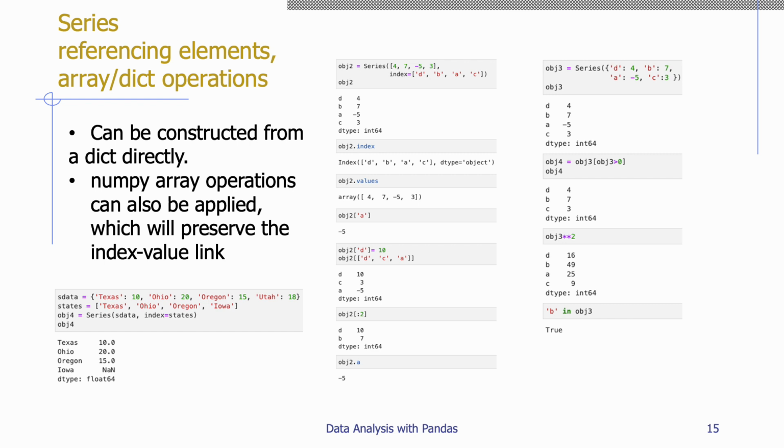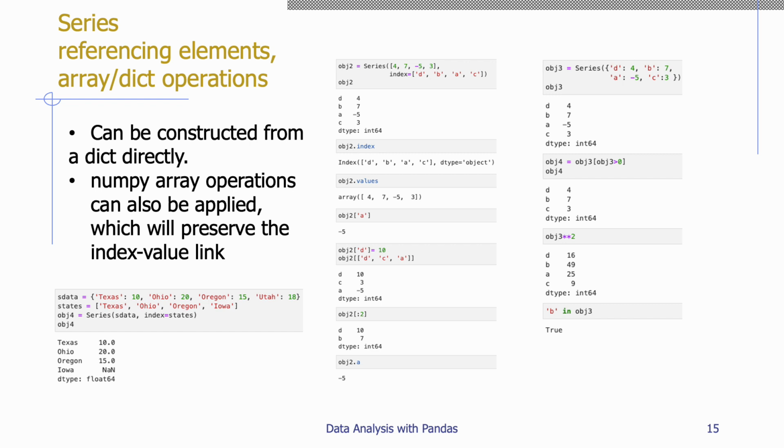And on the very right hand side, we create another series object, which is obj3. Then we create another object, obj4, and it's going to be basically only the values that are greater than 0 within obj3. We can also do multiplication for those values, or we can take the square. So 4 is going to be 16, 7 is going to be 49, -5 is going to be 25, and 3 is going to be 9.